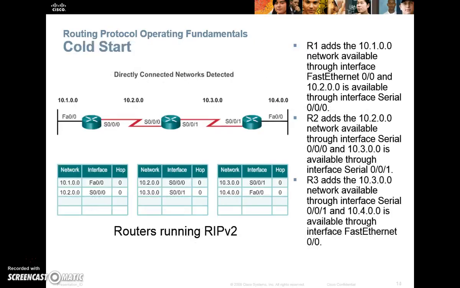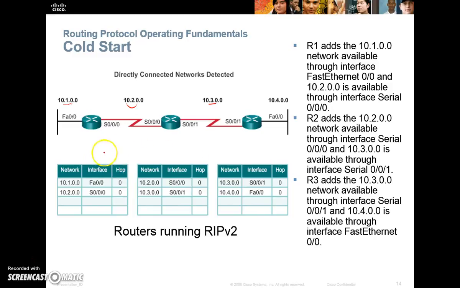Okay, let's look in depth at how routing protocol works. We have three routers here, R1, R2, and R3. R1 is connected to two networks, 10.1 and 10.2. R2 is connected to 10.2 and 10.3, and R3 is connected to 10.3 and 10.4 directly. So when they first boot up, the directly connected interfaces will appear in the routing table.